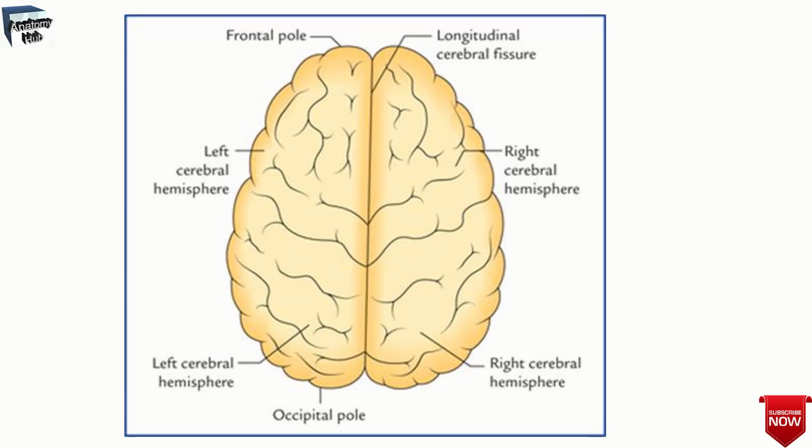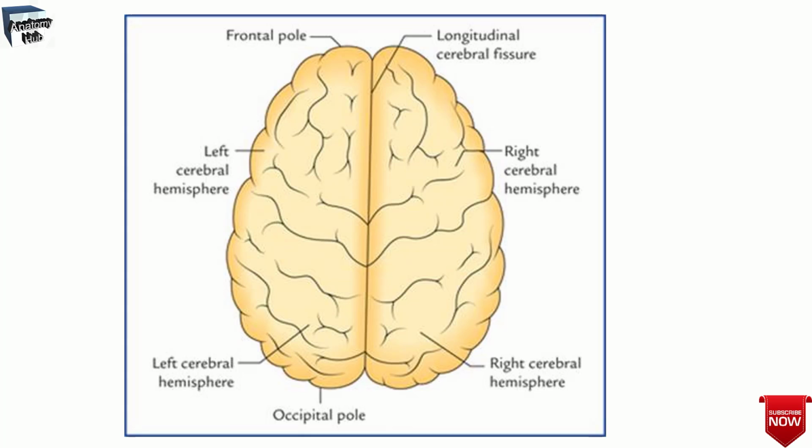Here you can see so many raised parts. These raised parts are known as your gyrus, and the plural is the gyri. The indentation or depression you will find over here is known as the sulcus, which we have already discussed in our part 1. The plural is the sulci or the fissure. So these gyri and sulci give the brain its wrinkled appearance that you can observe over here.